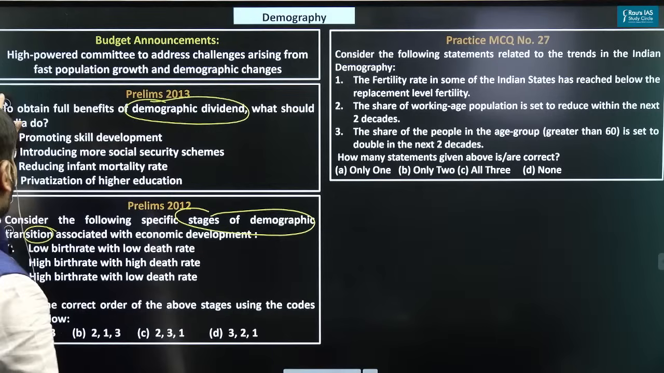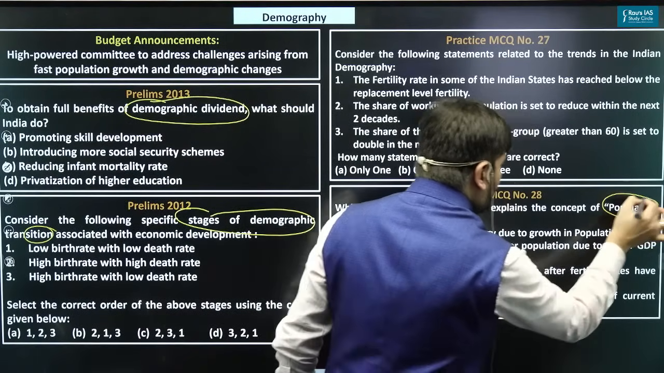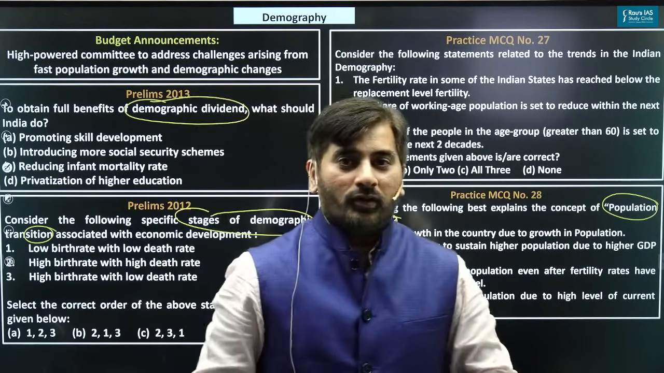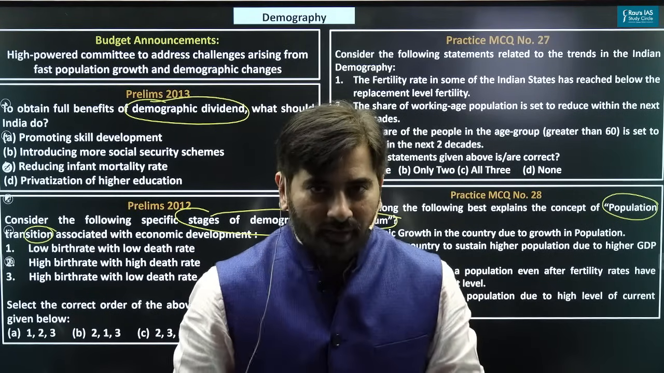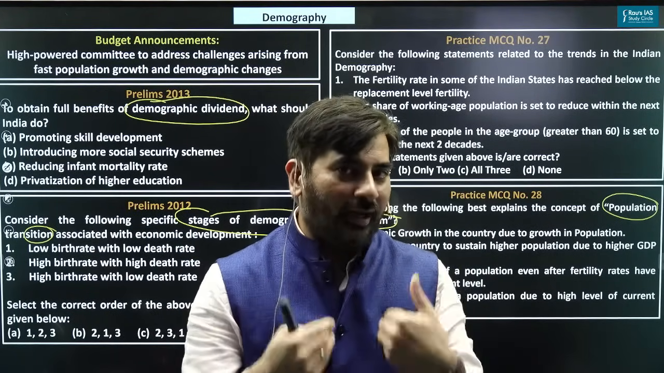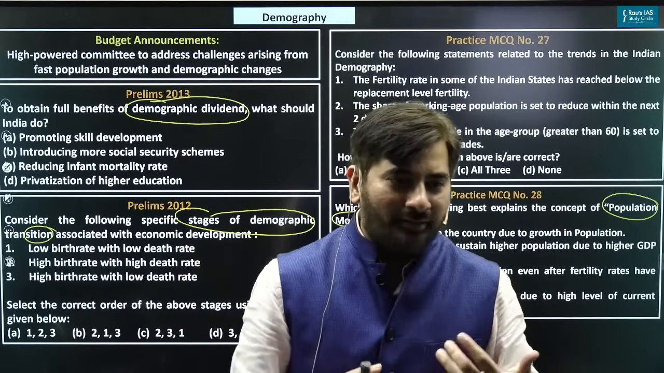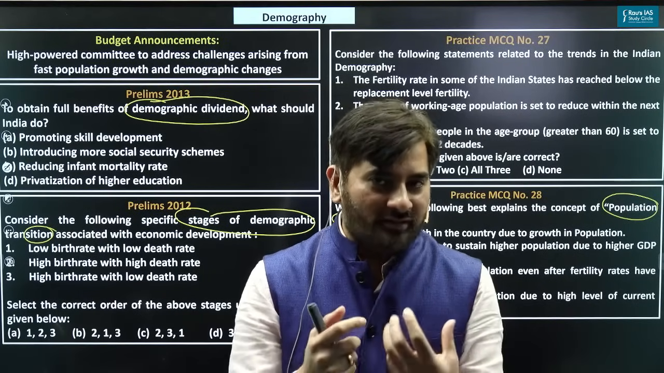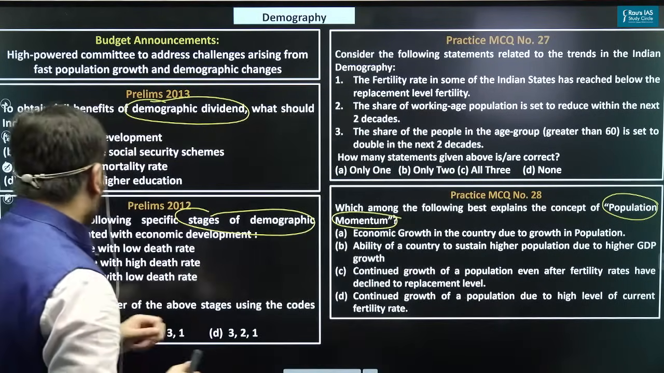Apart from that, there is another important concept. This concept is called as population momentum. So this is what we are going to cover in the next 5 to 10 minutes. Do not worry, whatever I'm explaining, I have incorporated that in the form of PPT. So I'm just writing it and explaining to you so that you're able to grasp the concepts in a much better manner. So let's start our discussion here.